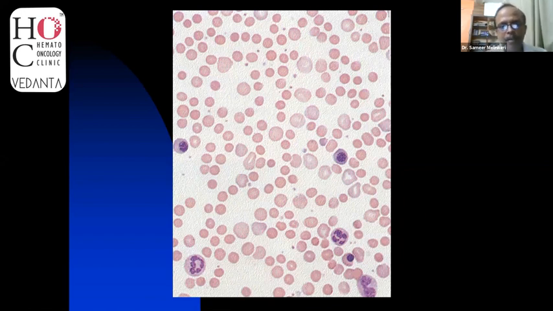And this is a nucleated red blood cell. This is not a WBC. This is a nucleated red blood cell, which is coming into the blood because of the rapid activity of the marrow.